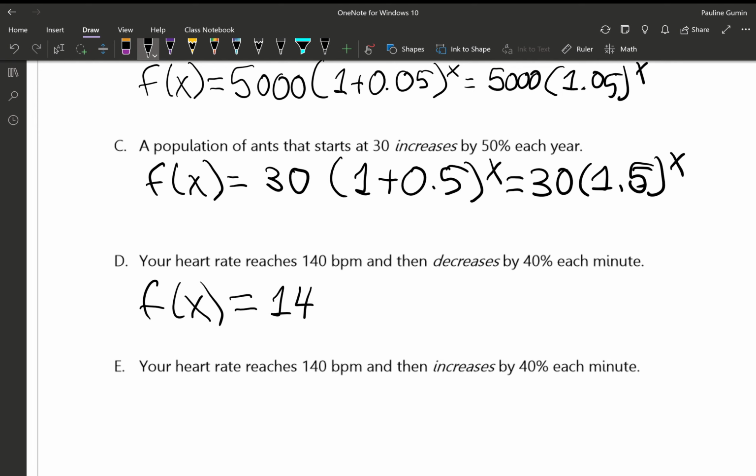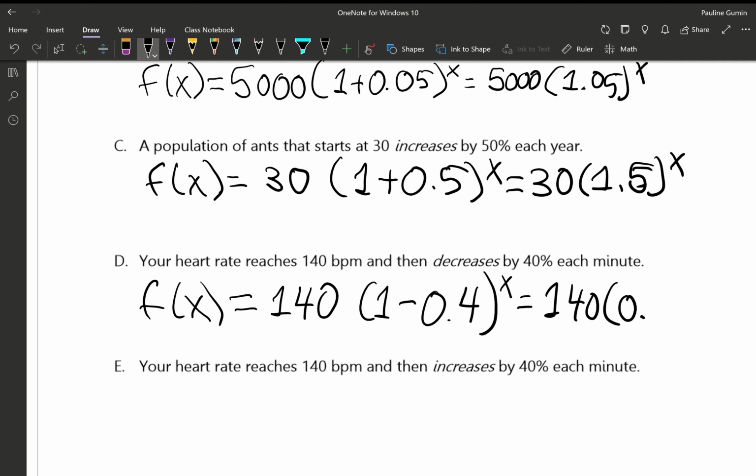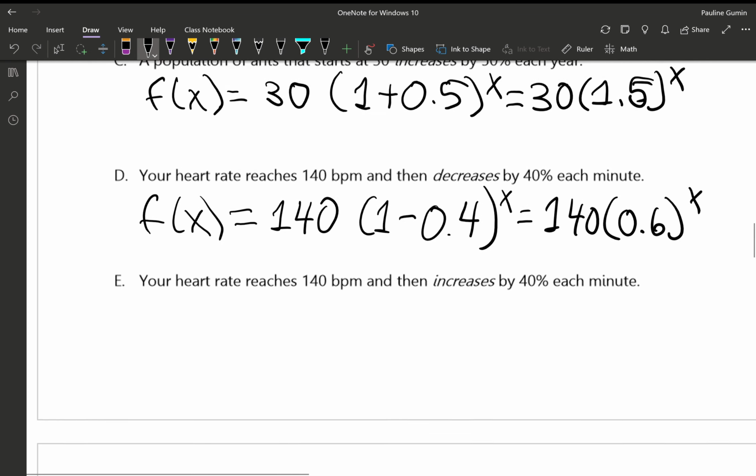So our initial heartbeat is 140. Since we're decreasing, we're subtracting, and 40% as a decimal is 0.4. Let's simplify that a teeny bit. That becomes 0.6. You can leave it as a subtraction problem in the parentheses. It just looks a little nicer when you simplify it.